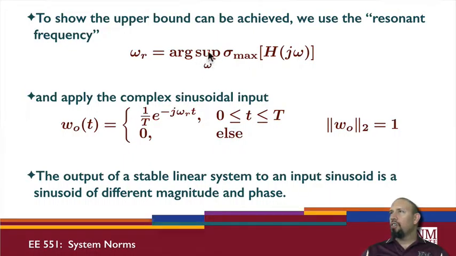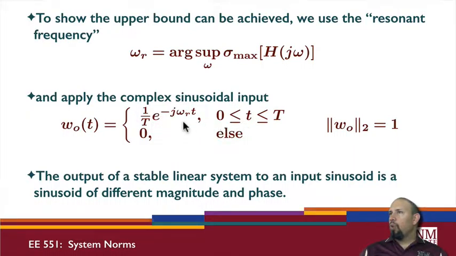We look at the largest value over all omega, and we choose. So arg means I'm going to use the omega that does this. Okay, it's the omega at which the supremum occurs. Now I'm going to apply this function W to the system.